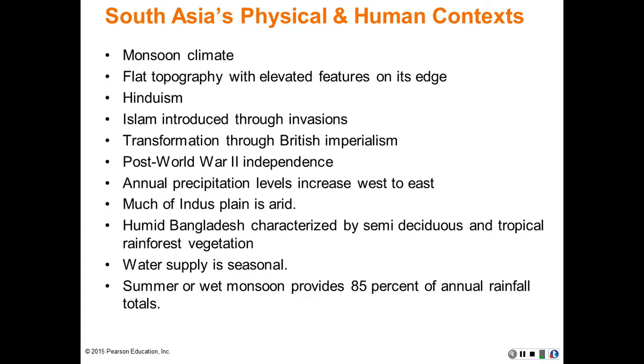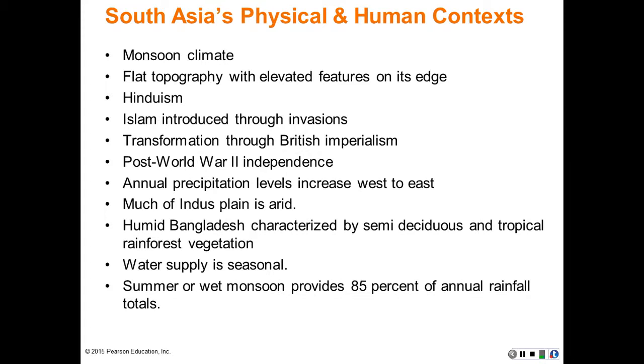Precipitation in general increases as you go from the west part of this region of South Asia to the east. East is where we see the most precipitation. Much of the Indus Plain is arid, but is farmed due to irrigation using the waters of the Indus River. Humid Bangladesh is characterized by semi-deciduous forests and vegetation, as well as tropical rainforest vegetation. We'll see how this influences the crops that are grown as we discuss this portion of our region.